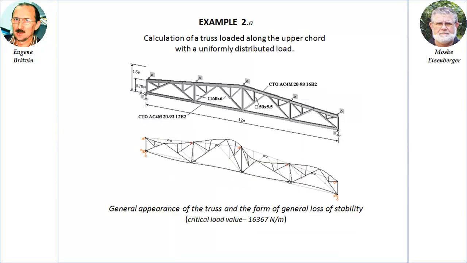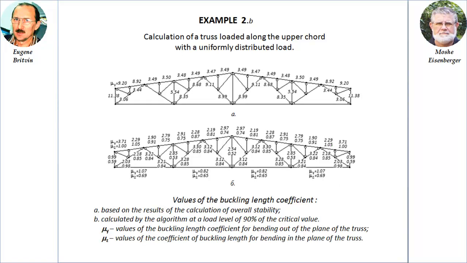This figure shows the design model for a truss loaded with a uniformly distributed load along the top chord. The critical load is 16,367 N/m. The figure shows the values of the buckling length coefficients obtained from the calculation of overall stability with a proportional increase in longitudinal forces in all elements, and below, those obtained as a result of the calculation using the algorithm described above. Here, the coefficients are μy, the buckling length coefficient for bending out of the plane of the truss, and μz, for bending in the plane of the truss.